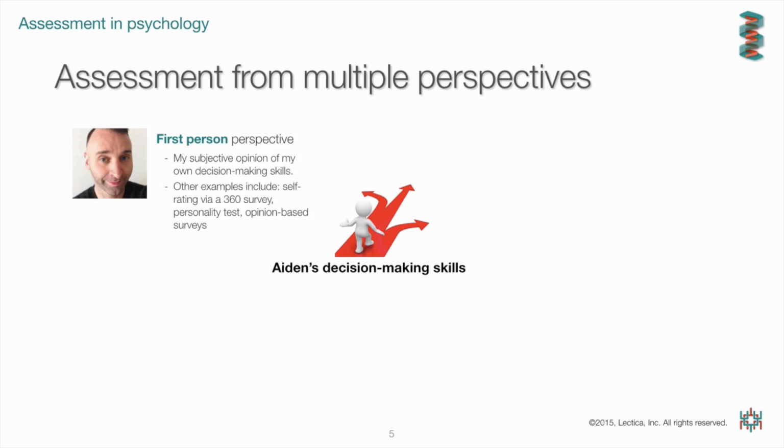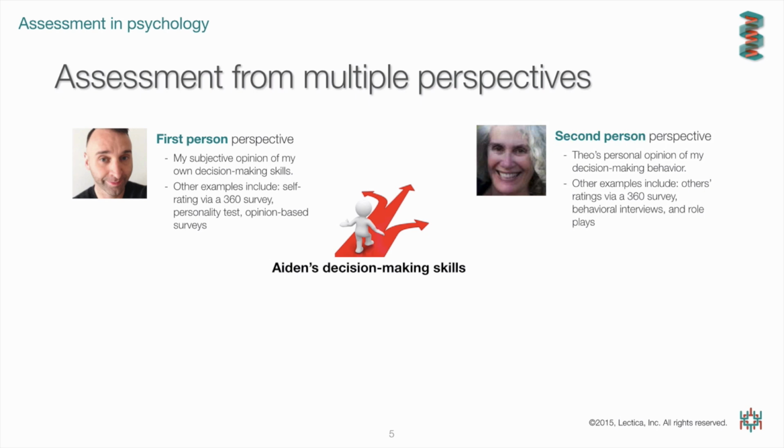I could ask myself about my internal experience of making decisions. Maybe I feel anxiety when I make certain types of decisions, or confidence when making others. Other examples of first-person perspectives might include self-ratings via a 360-degree survey, a personality test, or other opinion-based surveys. But maybe I want to go deeper and find out more about my decision-making skills.